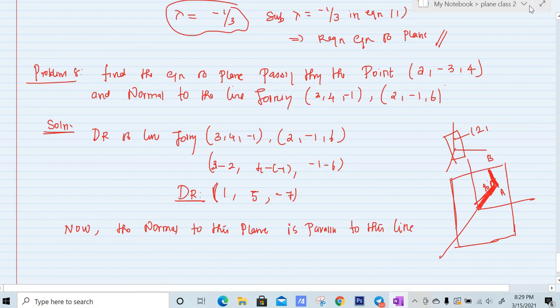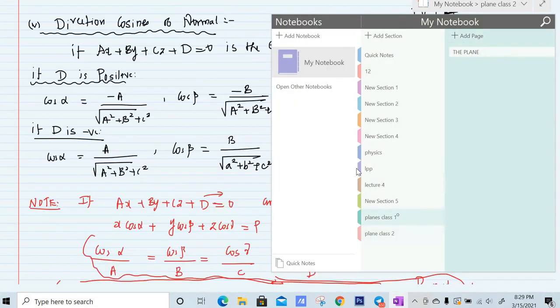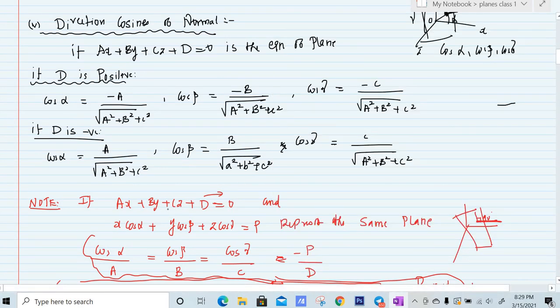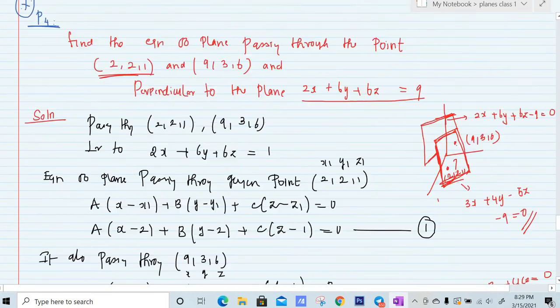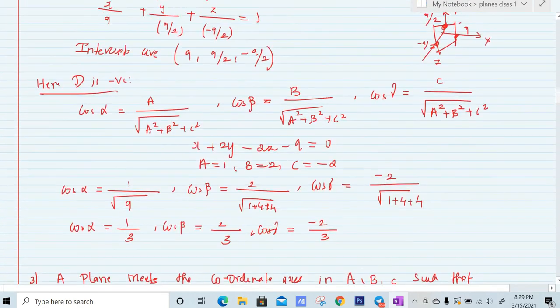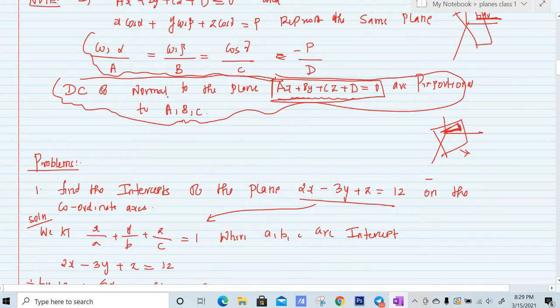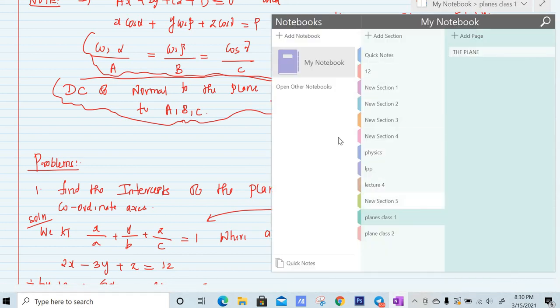That is, we'll go to the previous class and see one note. So this is the note, right? If ax plus by plus cz plus d is equal to 0 and x cos alpha plus y cos beta plus z cos gamma equals p refer to the same plane, then you can see the direction cosines of the normal to the plane are proportional to a, b, c, right? I'm going to use that concept now. If these are proportional, that means it is parallel, right? a1 by a2 is equal to b1 by b2 is equal to c1 by c2. So I'm going to use that.